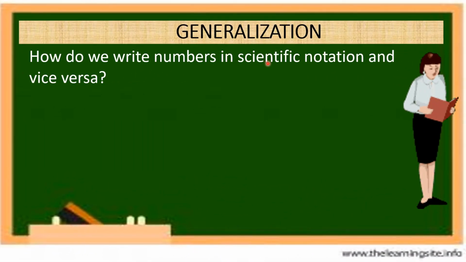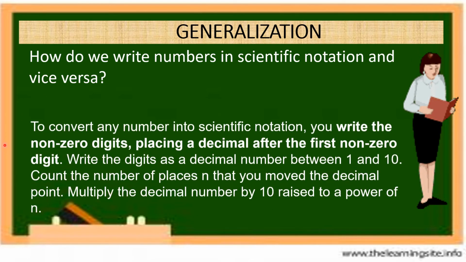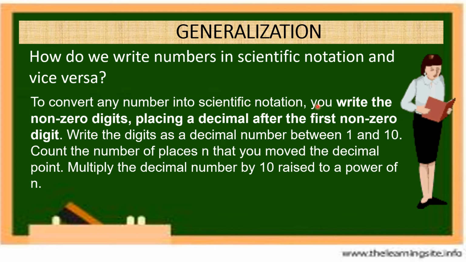How do we write numbers in scientific notation and vice versa? To convert any number into scientific notation, you write the non-zero digits, placing a decimal after the first non-zero digit. Write the digits as a decimal number between 1 and 10. Count the number of places n that you move the decimal point. Multiply the decimal number by 10 raised to a power of n. So if the movement is to the right, the exponent is positive. If the movement is to the left, the exponent is negative.